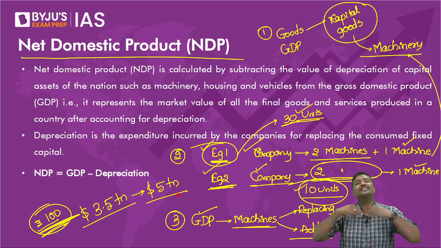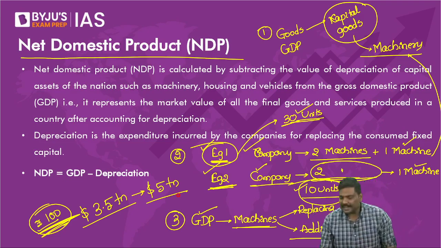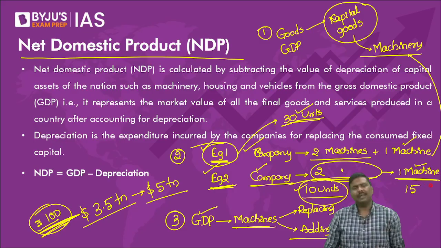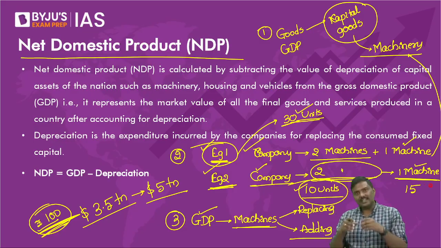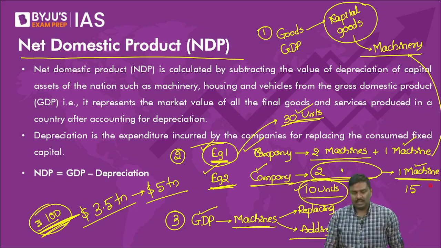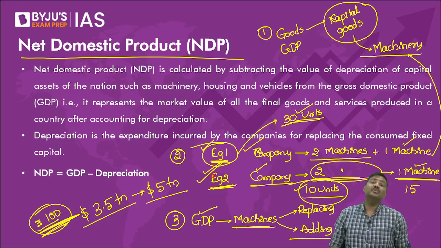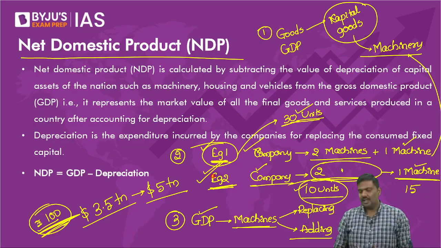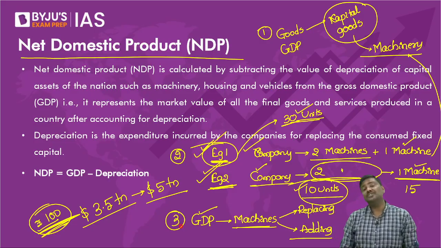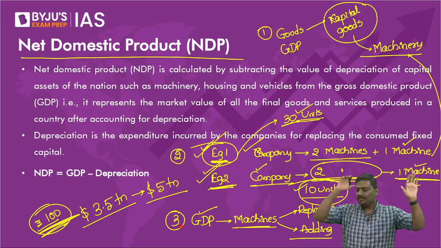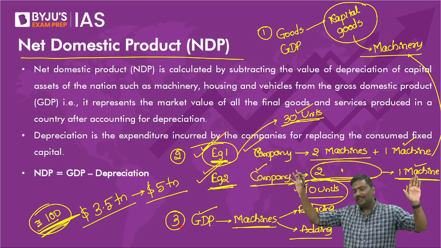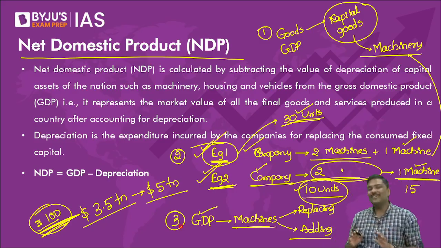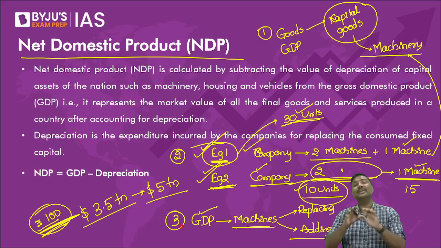Even then, let's take your example. The second, new machine will produce 15 units. In the second example, how many units will be produced? 10 plus 15, 25. In the first example, how many units will be produced? 10 plus 10 plus 15. Always example 1 becomes better. I hope you understand.